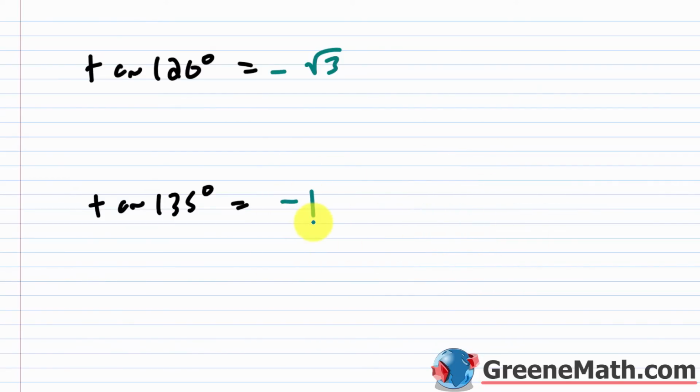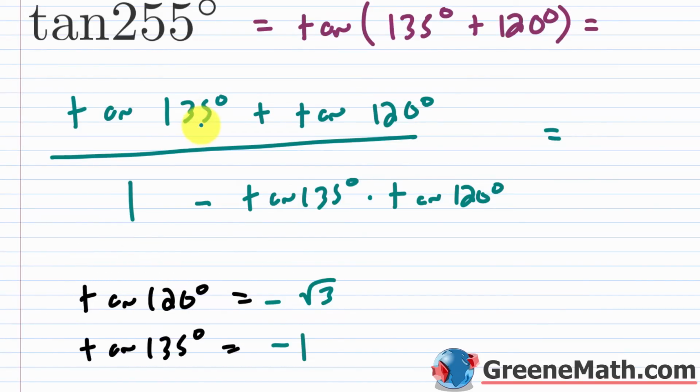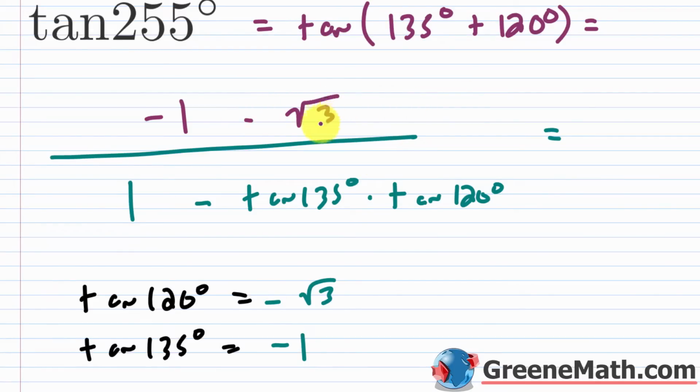We put that there. And so if I grab these two, and let me just paste this in here, I'm just going to replace the tangent of 135 degrees with a negative 1. So let's put negative 1 there. Then for the tangent of 120 degrees, let's just erase that and put negative square root of 3 there and make that a little bit better.